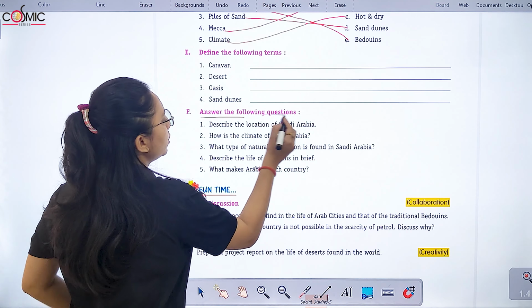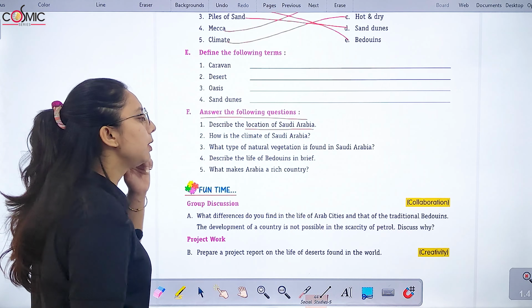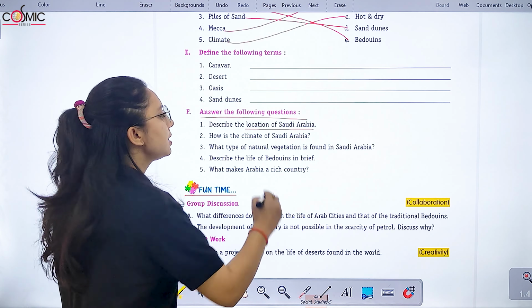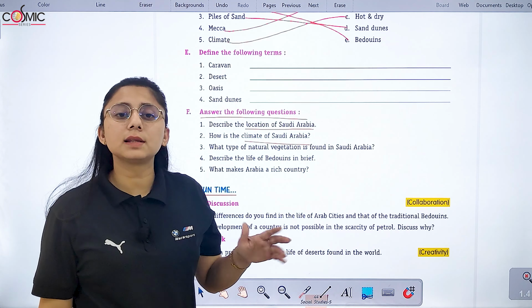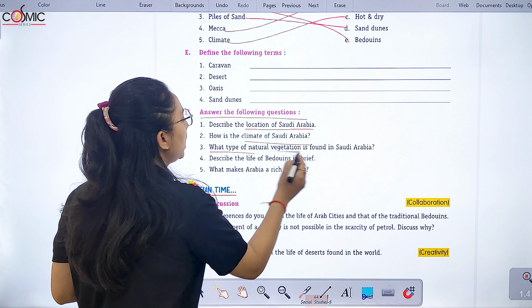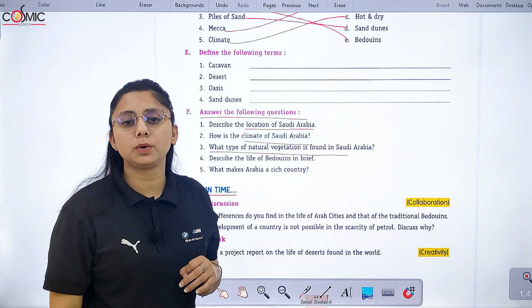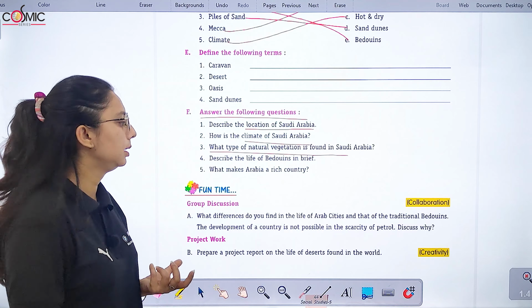Now answer the following questions. Describe the location of Saudi Arabia. Where is Saudi Arabia located? Right, then you have to tell about the climate. How is it? Hot and dry climate. What type of natural vegetation is found? The plants with thorns like cacti.